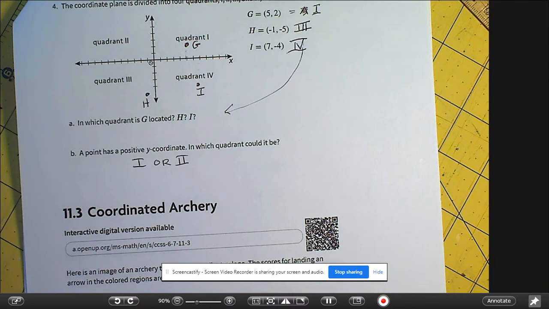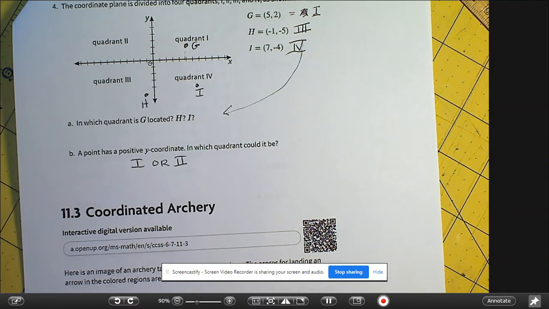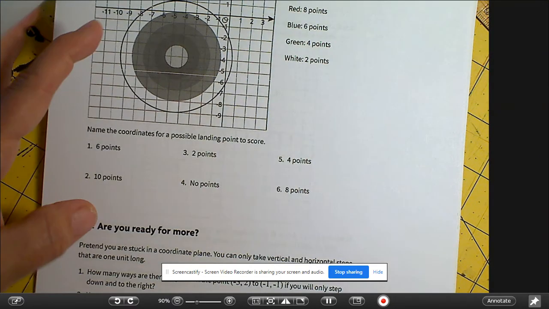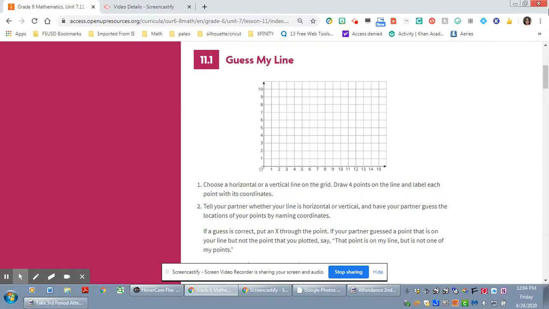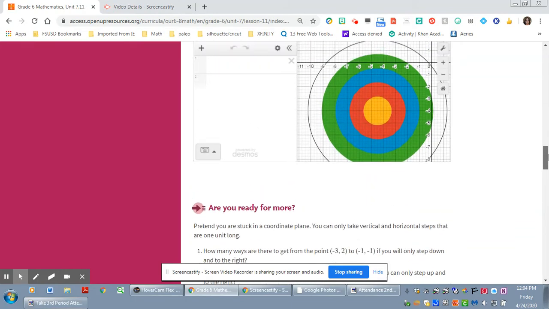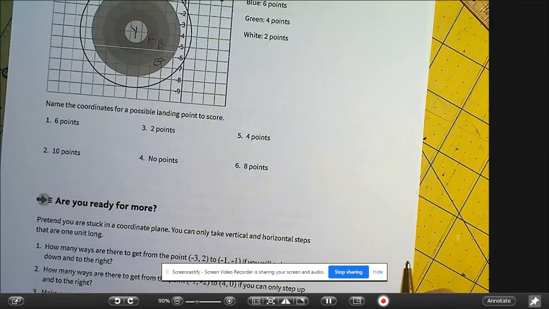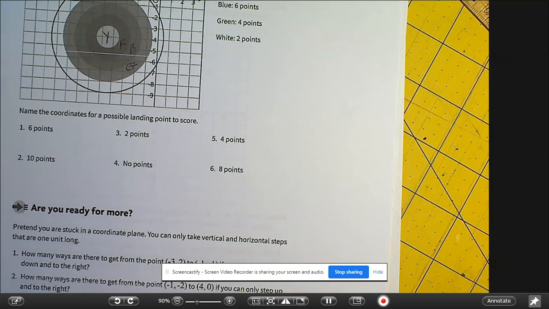Okay, so the next one says, here is an image of an archery target on a coordinate plane. The scores for landing an arrow in the color regions are shown. Now, let's go over to our screen to see what the actual colors are. All right, so I want to make sure this is green, blue, red, and yellow. Okay, so name the coordinate for possible landing point to score.